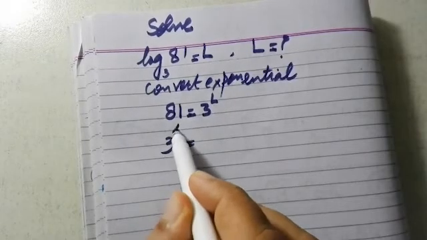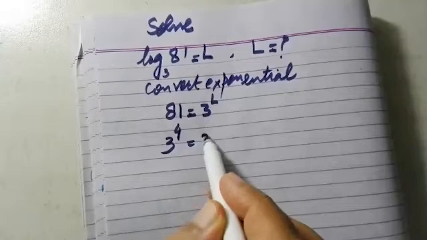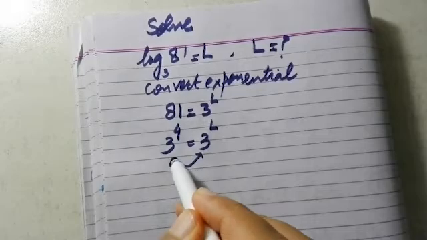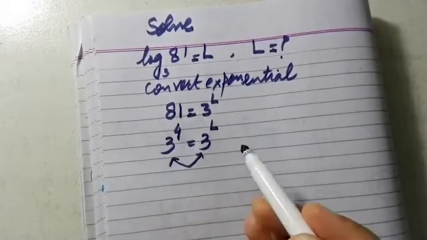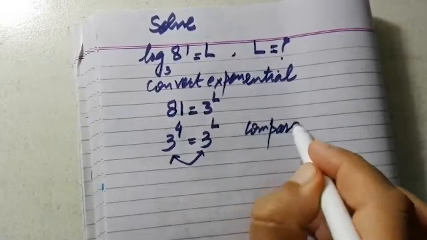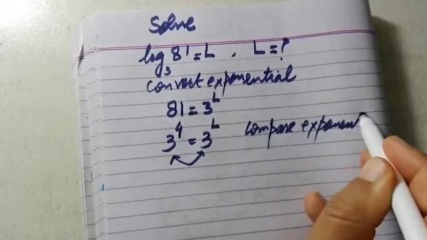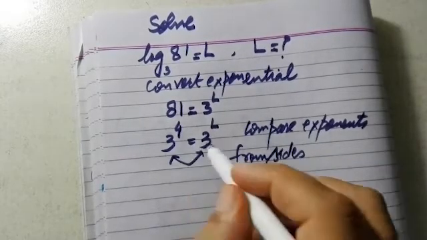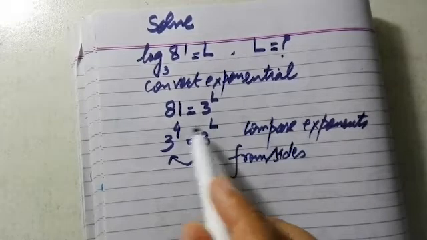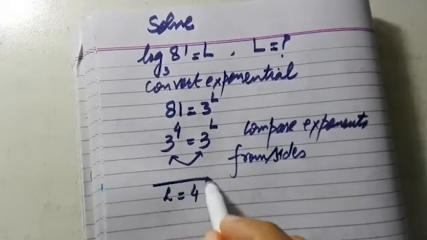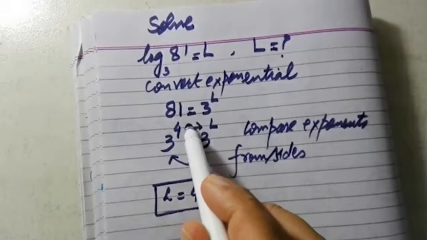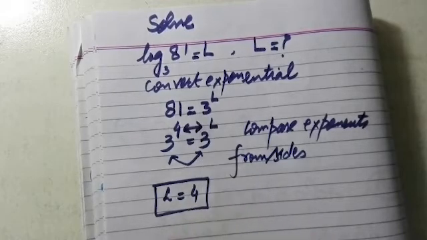Now, how do we simplify these types of expressions? We have to write this 81 as some power of 3, so that we can then compare the two terms. So 81 is 3 raised to power 4. On the other side we have 3 raised to power L. You will see that this is an equation which contains the same bases and there's an equality sign between them. So what will you do? You will compare exponents from both sides. Both sides have base 3, so directly you compare, and it will give you L equals 4.